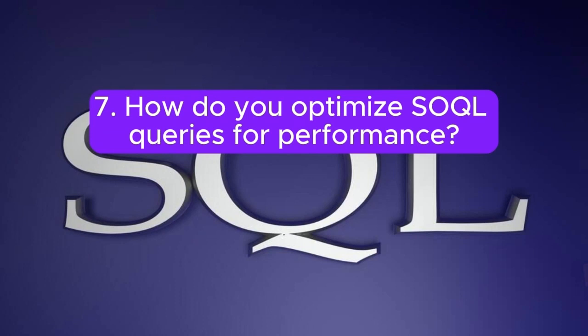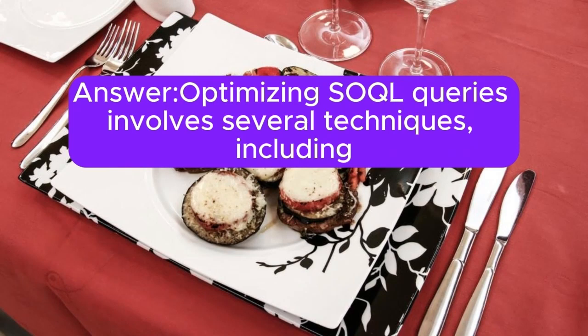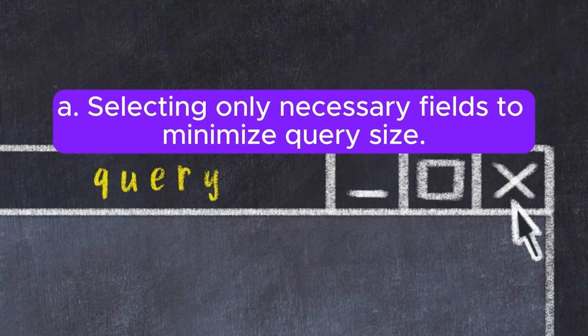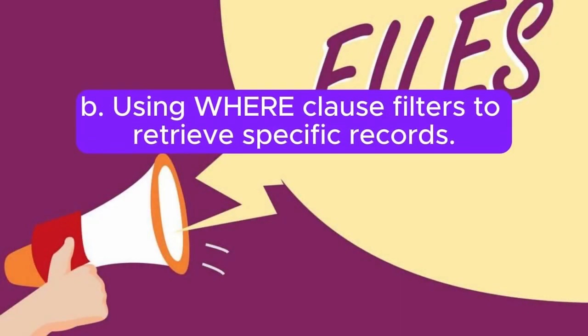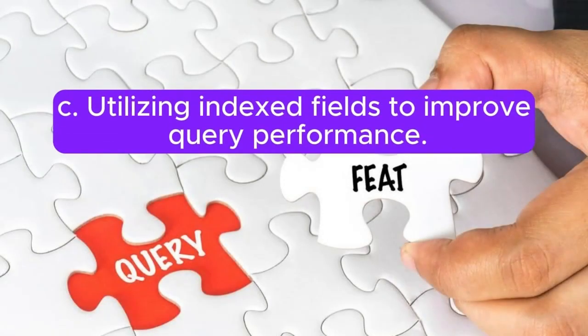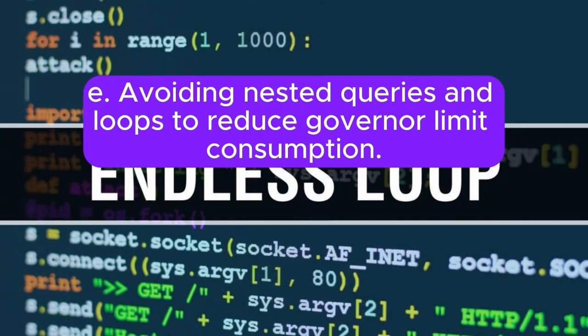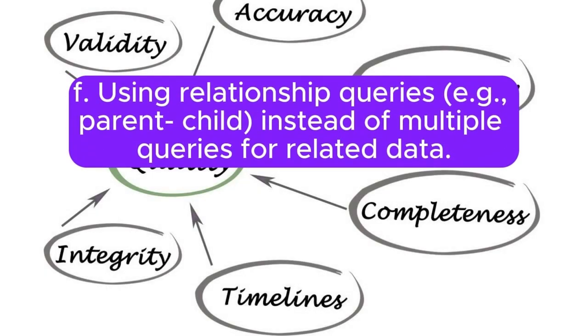7. How do you optimize SOQL queries for performance? Answer: Optimizing SOQL queries involves several techniques, including: A. Selecting only necessary fields to minimize query size. B. Using WHERE clause filters to retrieve specific records. C. Utilizing index fields to improve query performance. D. Limiting the number of records fetched using limit and offset. E. Avoiding nested queries and loops to reduce governor limit consumption. F. Using relationship queries, for example, parent-child, instead of multiple queries for related data.